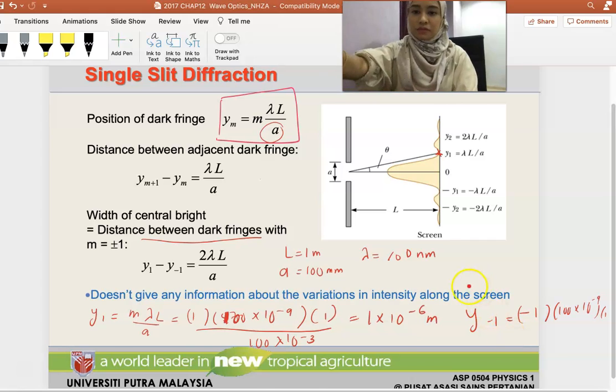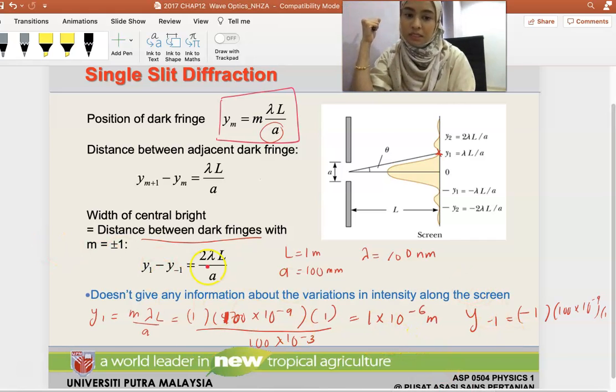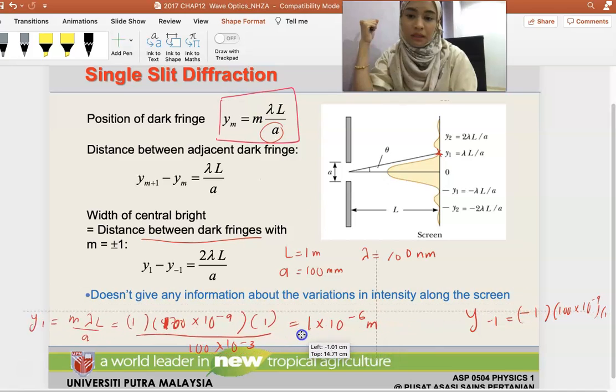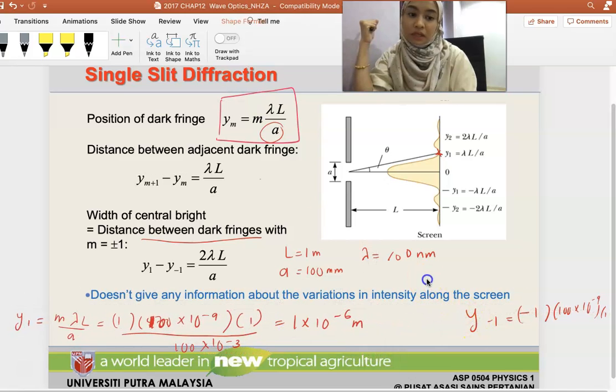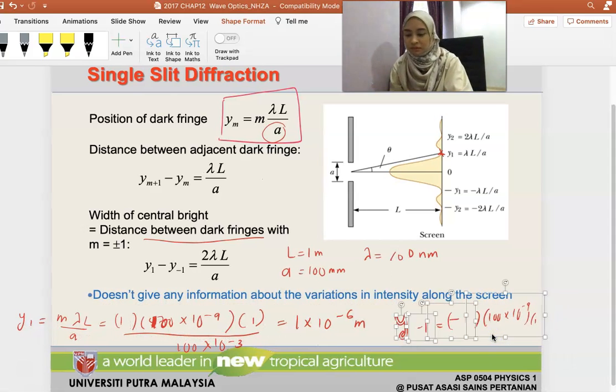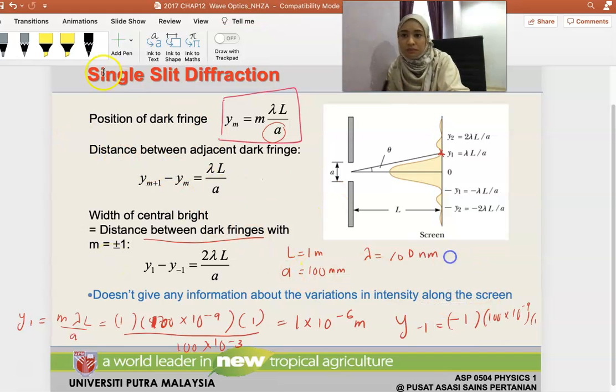So for y1, the answer was 1 times 10 to the minus 6. What's the answer for an order of negative 1? The answer is the same, except that it's negative. So let's write that down. Forgive the handwriting as usual. This is 1 over 100 times 10 to the minus 3. What do I get? It's a minus 1 times 10 to the minus 6.